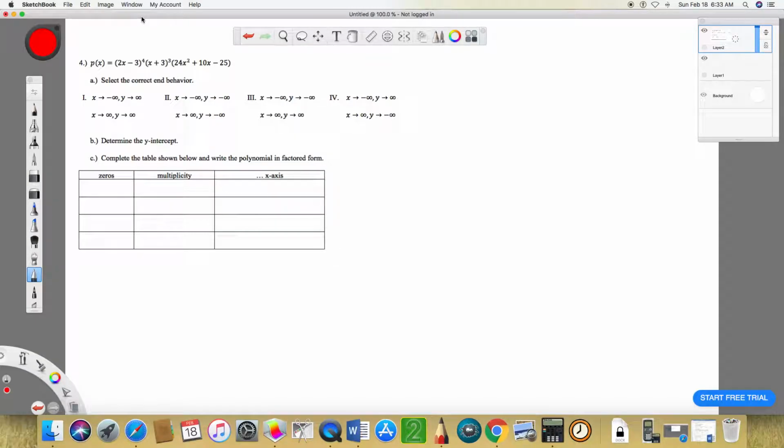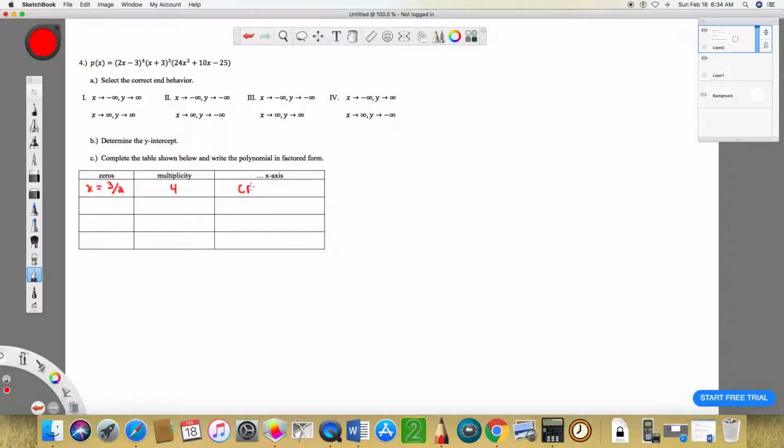Let's take a look here at this problem. We've got a polynomial function, and this time it's partially factored. It's not completely factored. What we want to do is come in, and we can fill out part of the table pretty easily. If we add 3 and divide by 2, that'll give us 1, 0, and that has a multiplicity of 4.